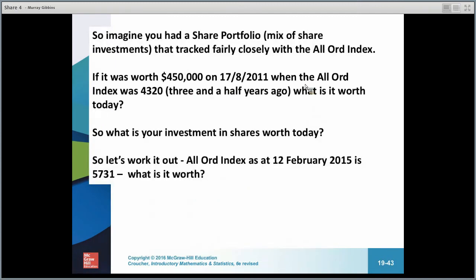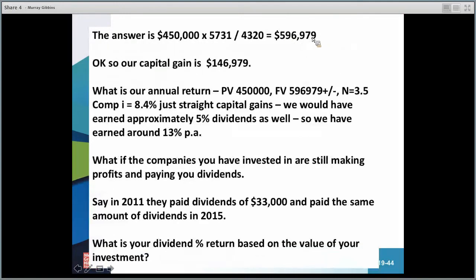And you could say with some reasonable certainty, if my portfolio was worth 450,000 and the particular shares I'd invested in happened to match the All Ordinaries Index, of course your portfolio could do better, could do worse, but let's imagine it did just the same as the rest of the companies on the Australian market. What would it be worth today? So all we've got to do is find your current index value, divide by the value back when your portfolio was there, and multiply by your portfolio value. Let's have a look at it on the next page.